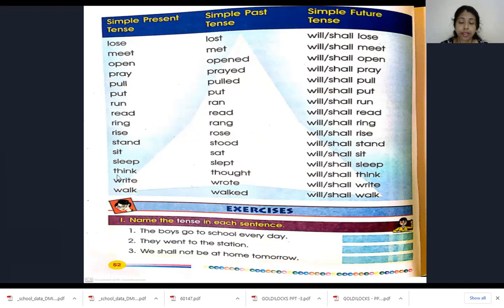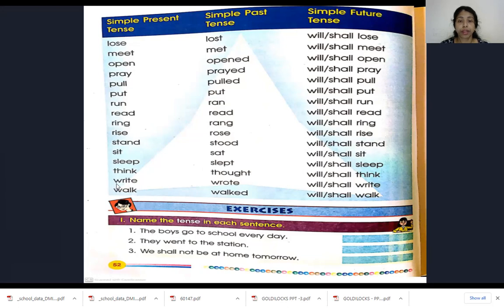The next word is think. In the present form, the word will be think, but for the past form, it will change into thought. Think, thought. And for the future form, it will be will think or shall think.